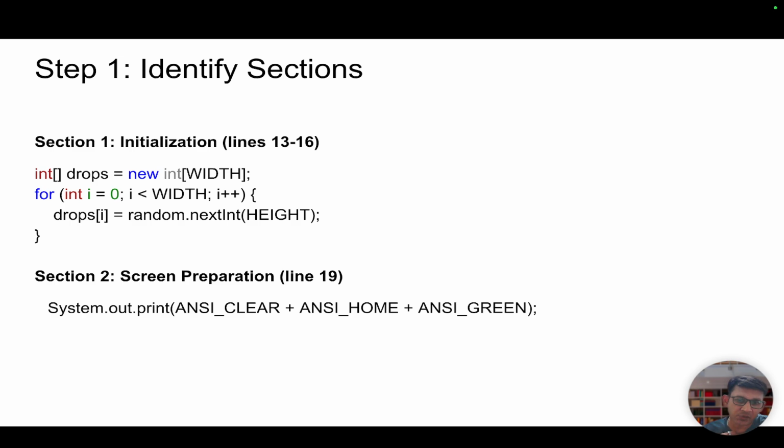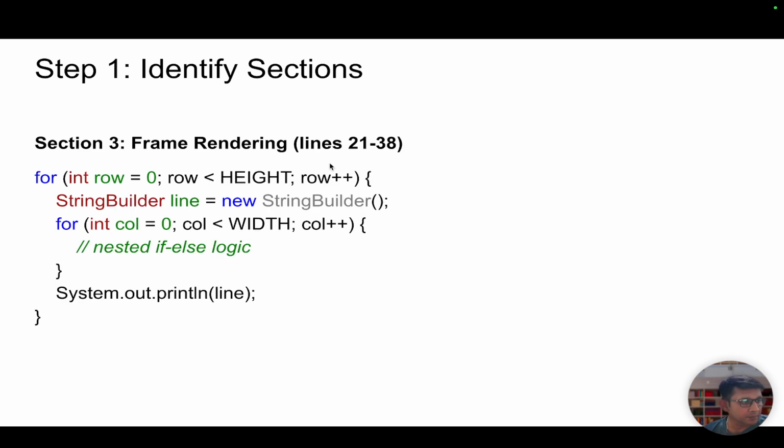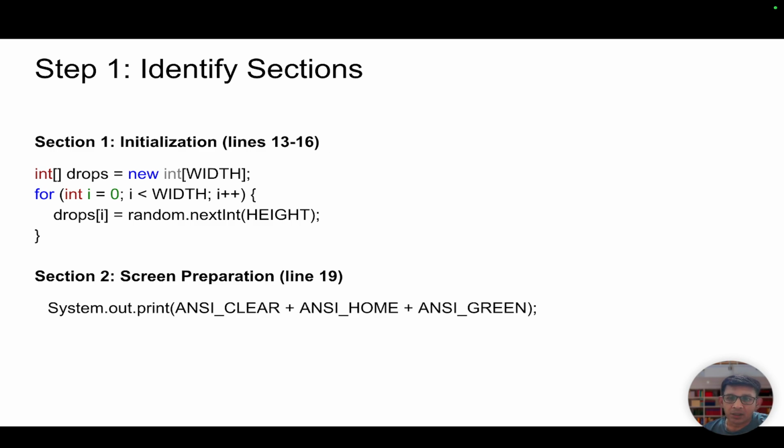Now, this section runs once before the animation loop begins. It's pure setup establishing the initial state. Notice that it doesn't depend on anything from the loop below, and the loop doesn't modify it during initialization. It's self contained. Section 2 is the screen preparation. This manages the terminal state, which is completely different from character selection or animation logic. Even though it's just one line, it has a distinct purpose, preparing the display for the next frame.